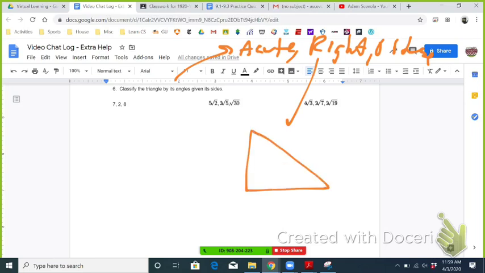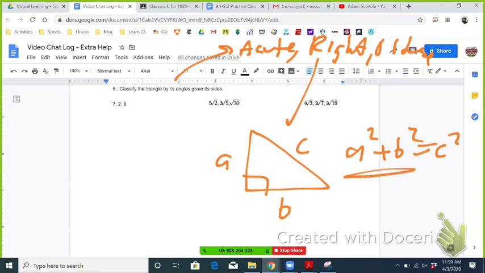So a right triangle has one right angle, and because of the Pythagorean theorem, that's going to happen when a squared plus b squared is equal to c squared. Alright, so if you take the two smaller sides, square them and add them, and they equal the biggest side squared, it's definitely a right triangle.